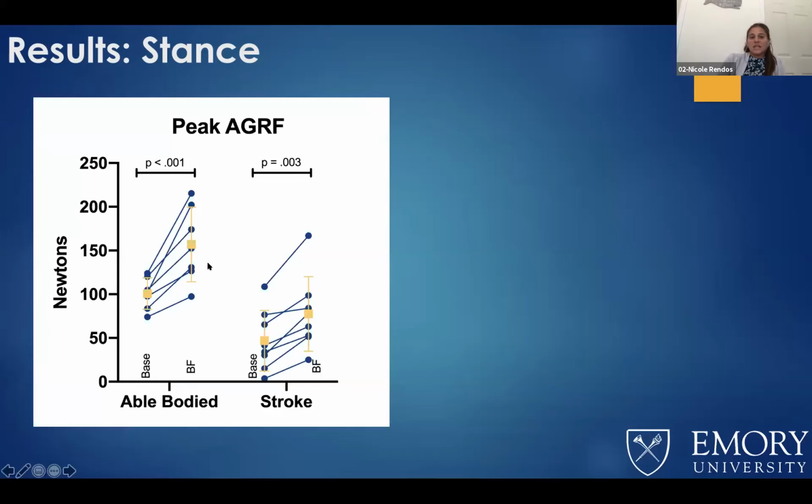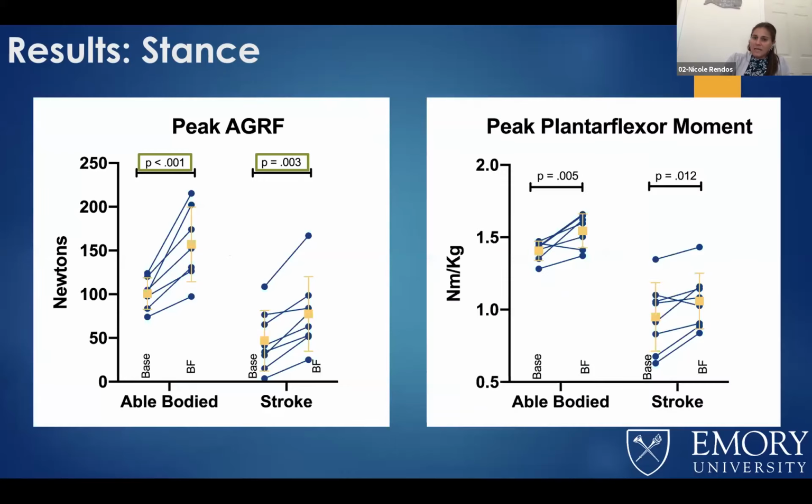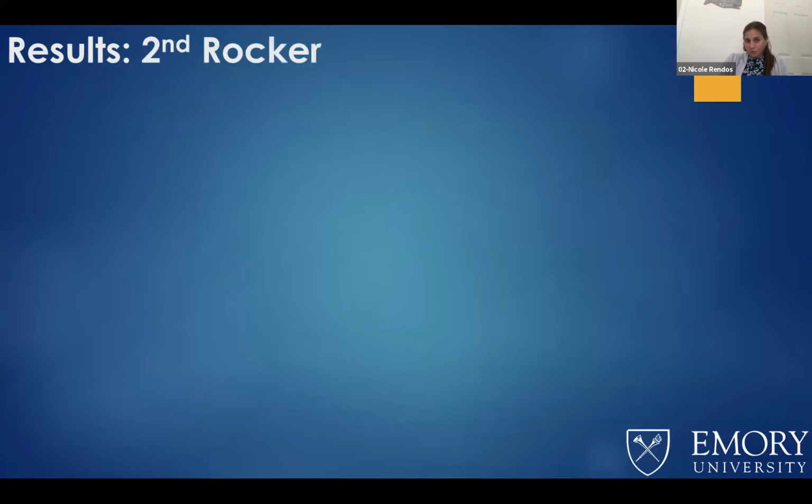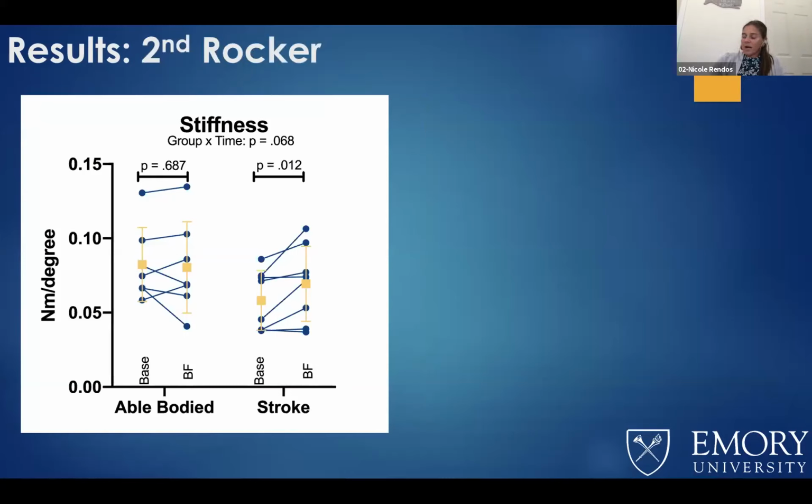And here we do see an increase in that peak AGRF in both our stroke and our able-bodied participants. So they were able to use that biofeedback as intended. And we also saw increases in that peak plantar flexor moment in both groups. In that second rocker, our primary variable of interest was stiffness. Though due to small sample sizes, we did not see a true group by time interaction, we did look specifically at groups individually, and we saw that in the stroke participants, our quasi-ankle stiffness increased in response to biofeedback.